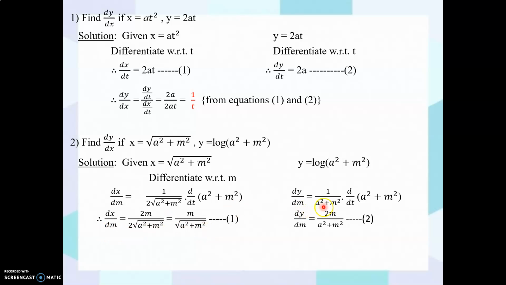Similarly, dy upon dm is equal to, this is in the format of log x. So log x derivative is 1 upon x. So here 1 upon a square plus m square into derivative a square plus m square is 2m. So 2m upon a square plus m square.